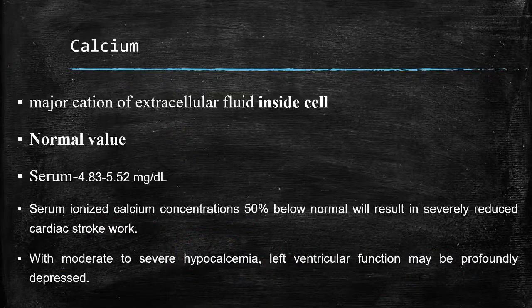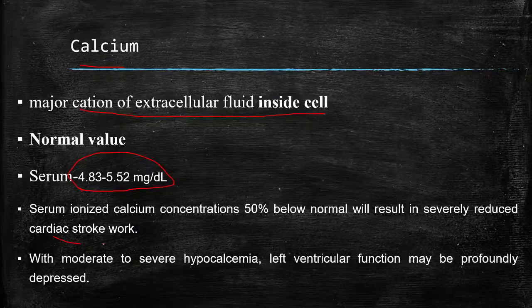Okay. So calcium is a major cation of extracellular fluid inside the cell. Normal serum levels are 4.83 to 5.52 milligram per deciliter. Serum ionized calcium concentration 50% below normal will result in cardiac stroke, severe cardiac stroke. So maintaining calcium level is very, very important. With moderate to severe hypocalcemia, left ventricular function may be depressed.